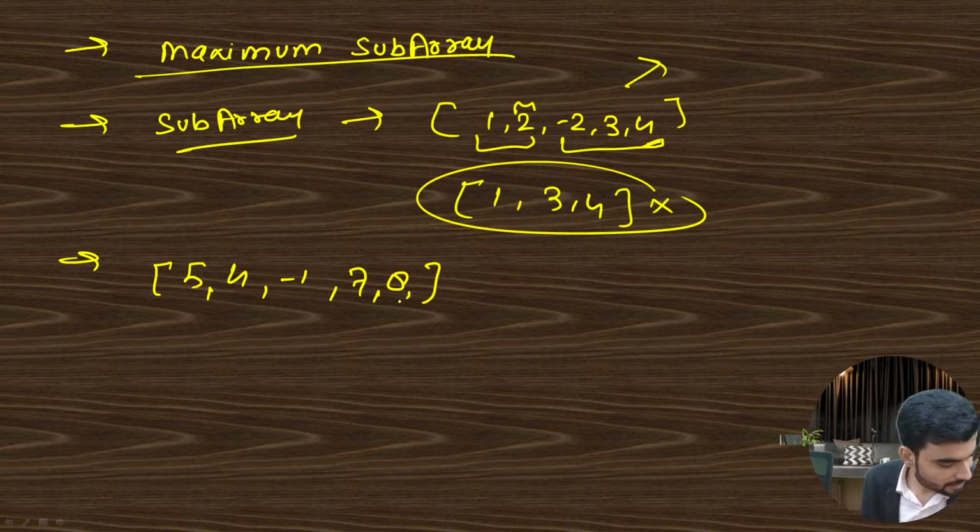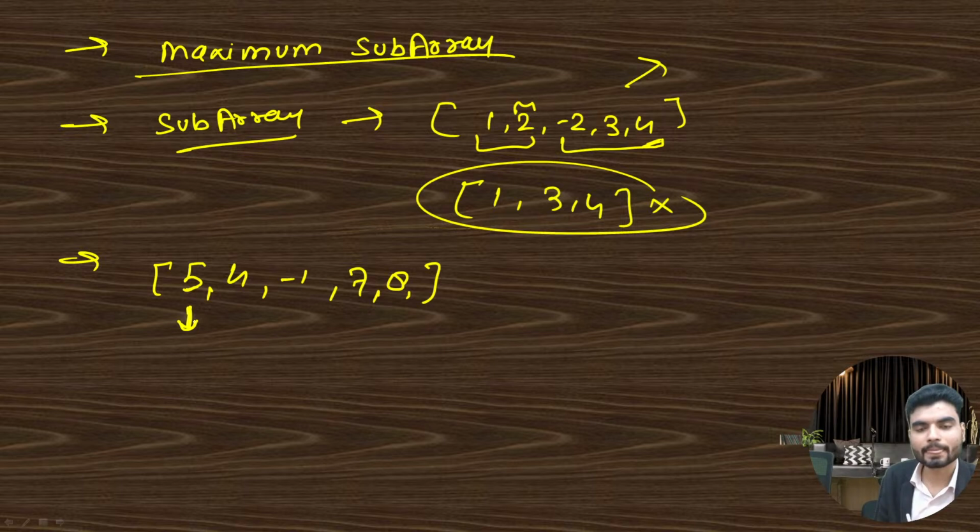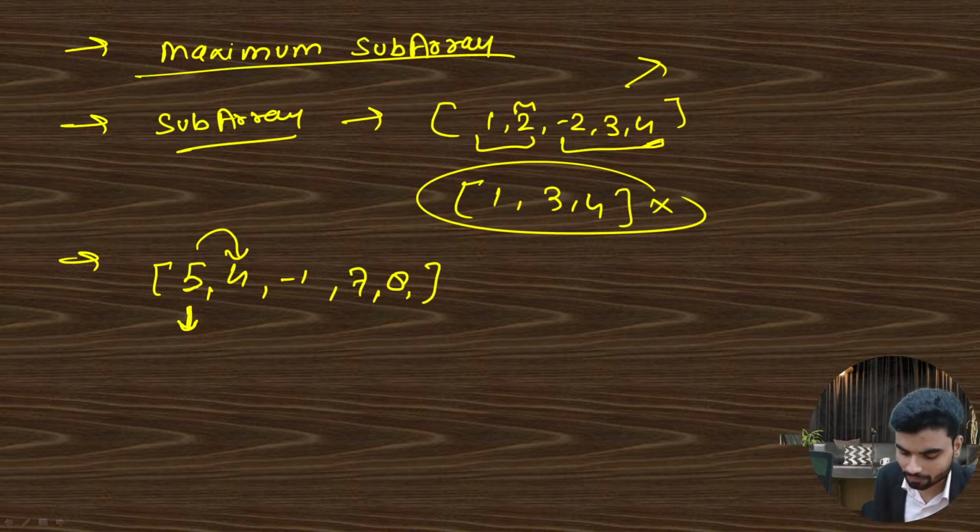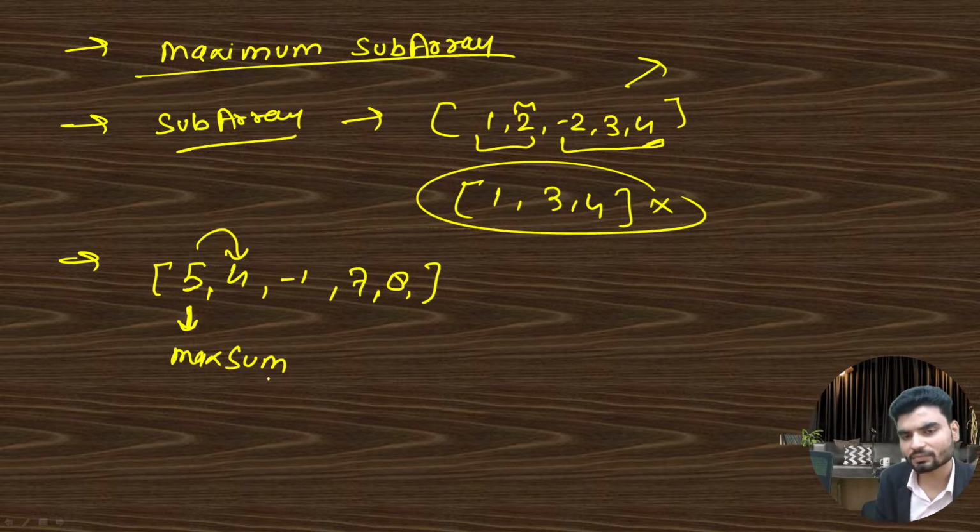So let's start with the first element. Let's say we are assuming that this 5 is the maximum sum of the subarray. Again, what we will do, we'll add the next element and check, is this greater than the previous maximum subarray? So I'm assuming this is the maximum sum, and I will add the next element.